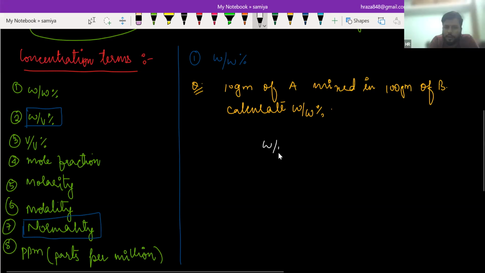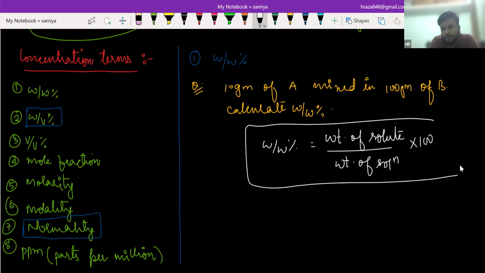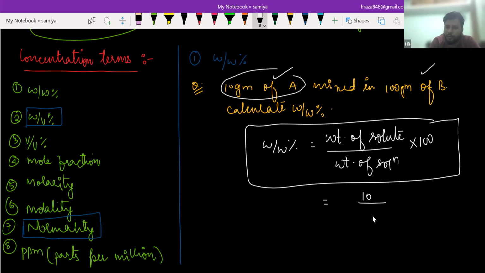Very good. Weight by weight percent is the formula: weight of solute upon weight of solution into 100. So basically 10 gram of solute, and what is the solution? You can see A is mixing in B. That means the solute is this and the solvent is this. After mixing, it will form the solution. So it will be 9 point something percent, right?